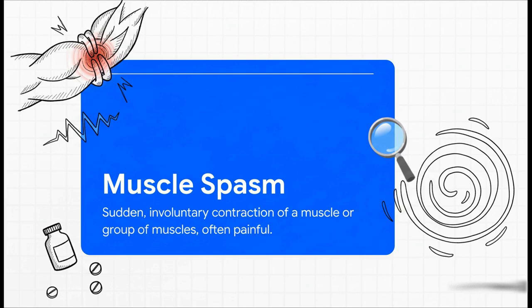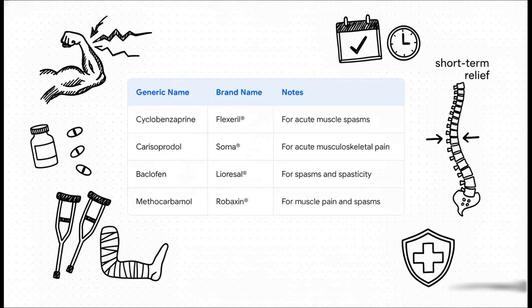And that leads us right into muscle spasms. We've all had one, right? That sudden, tight, painful knot in a muscle that just refuses to let go. It's an involuntary contraction. And to treat it, we need a special class of drugs designed to basically tell that muscle to relax. And here they are, the muscle relaxants.